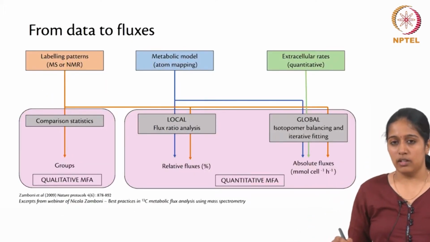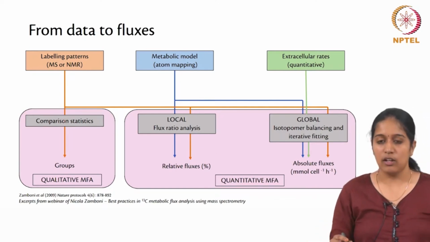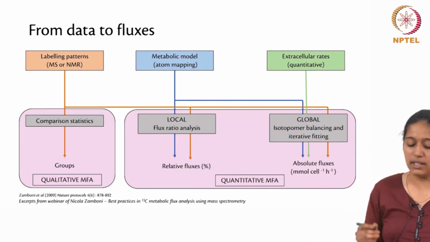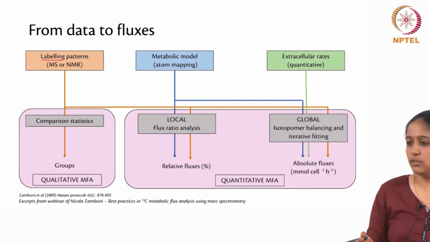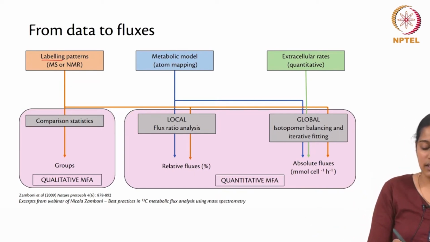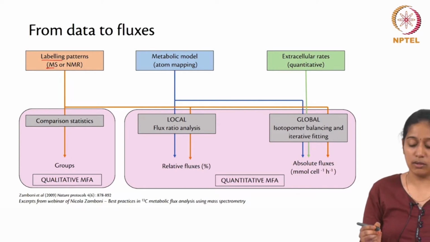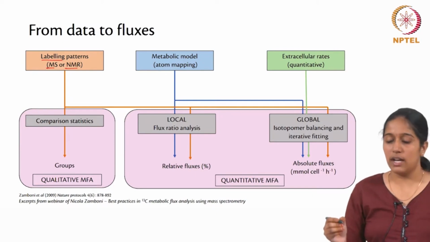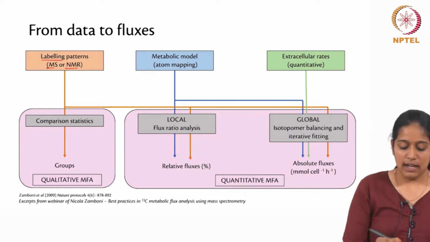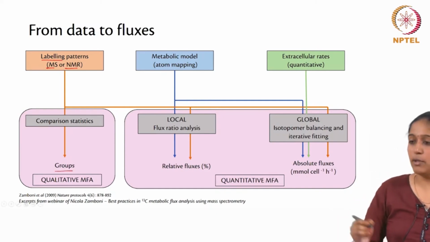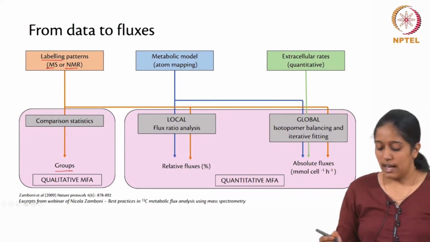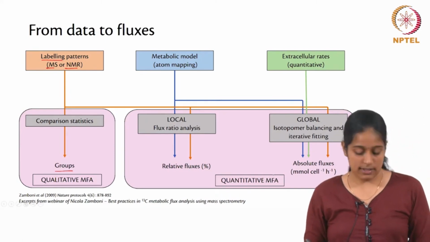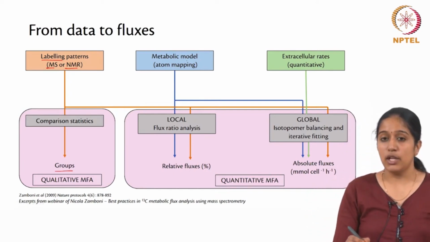So, this is the general overall outline of how you calculate the fluxes from the data. So, you have the labeling patterns which I was talking to you before, and I also want to mention that in this lecture we had looked at mass spectrometry, specifically gas chromatography mass spectrometry, and there are also other techniques like NMR that can give you ideas of the labeling patterns. And with these labeling patterns you can identify them into groups, and this we call qualitative metabolic flux analysis. And there is another one called quantitative metabolic flux analysis, where you have a metabolic model.